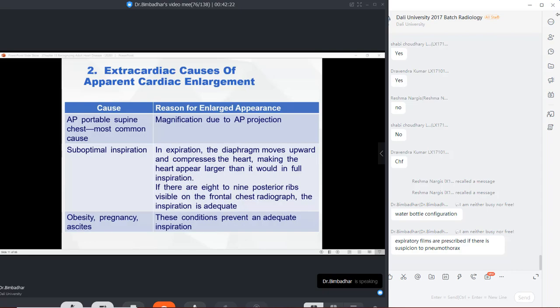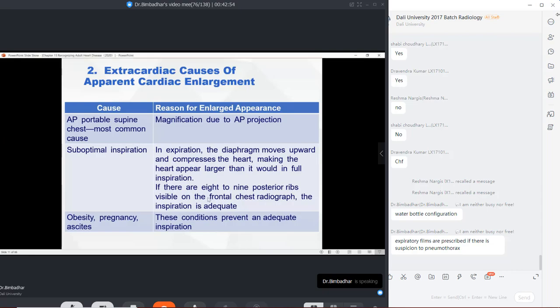So there is a difference between a film taken in full expiration, a film taken on expiration, and an expiratory film. An expiratory film is one where the doctor wanted the patient to expire and took a film, but a film taken on expiration is generally where the technician accidentally took the picture on expiration rather than in inspiration. Okay, is this clear?